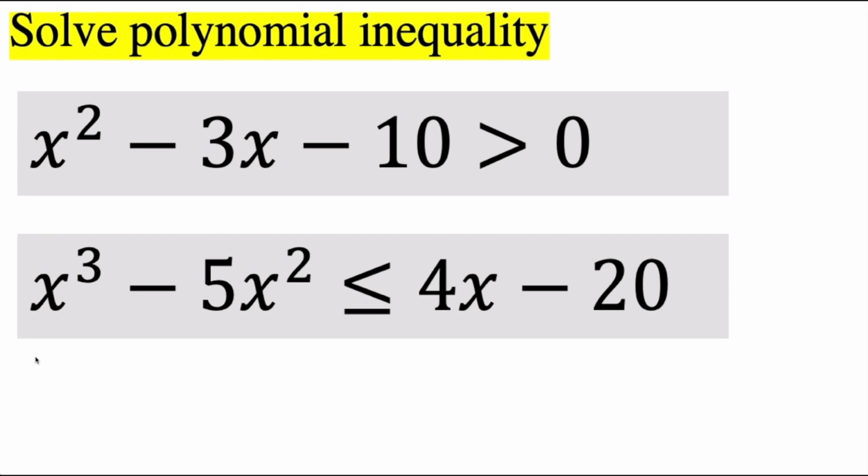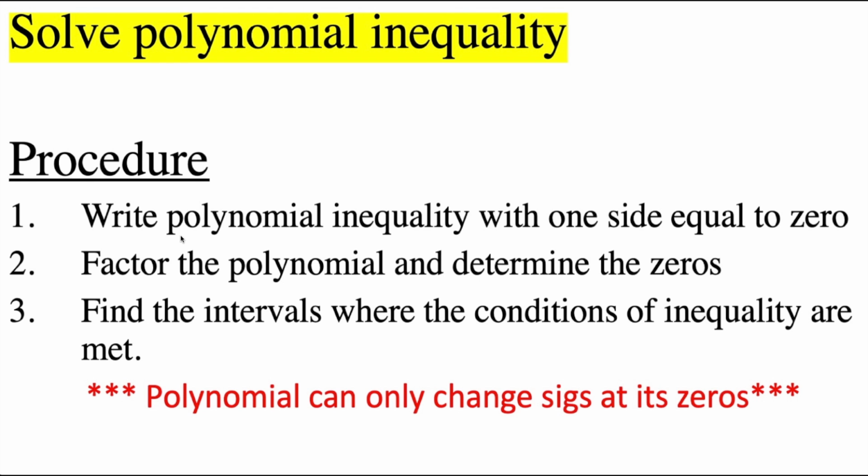Okay, in this video, we are going to solve these two polynomial inequalities. But before we do, it's important to look at the procedure. So these are my 3 steps, and step 1 says write polynomial inequality with one side equal to 0. Step 2 says factor the polynomial and determine the zeros. Step 3 says find intervals where conditions of inequalities are met.